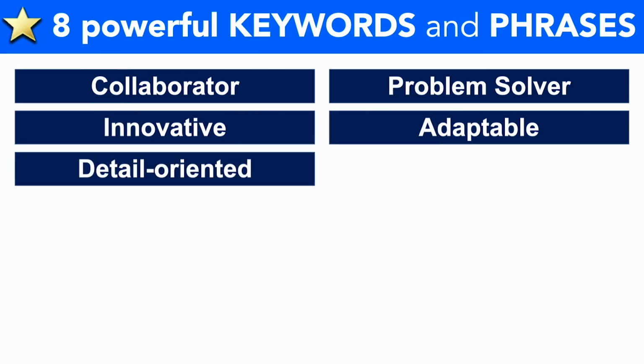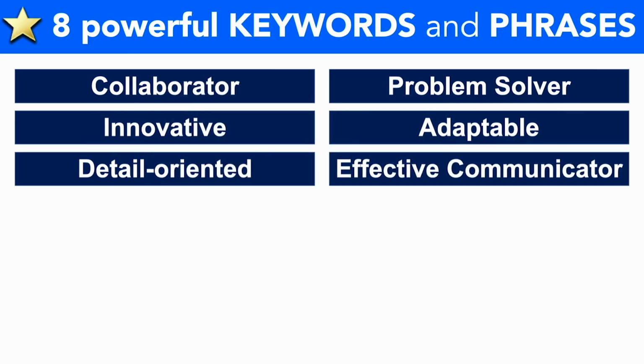The next word is detail-oriented. Now, this is really important because writing code requires precision. Detail-oriented developers catch small errors and inconsistencies that could lead to larger issues, ensuring that the software is reliable, efficient, and bug-free. The next powerful keyword is effective communicator.